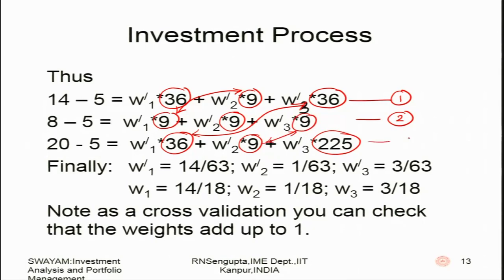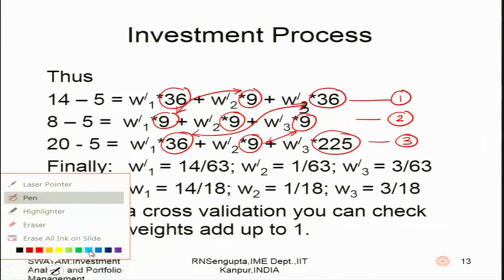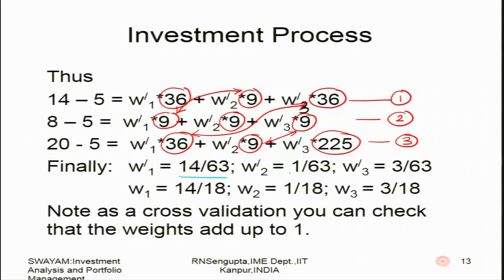Similarly, here. So, this is the third equation. Three equations, three unknowns. Solve them. Once you solve them, the values which I find out, I am marking in blue, are 14 by 63, 1 by 63, 3 by 63. Add them up, they do not add up to 1. So, I normalize them, using the same normalization concept which I have considered. That means W is equal to W with the suffix divided by the sum. So, they add up to 1.